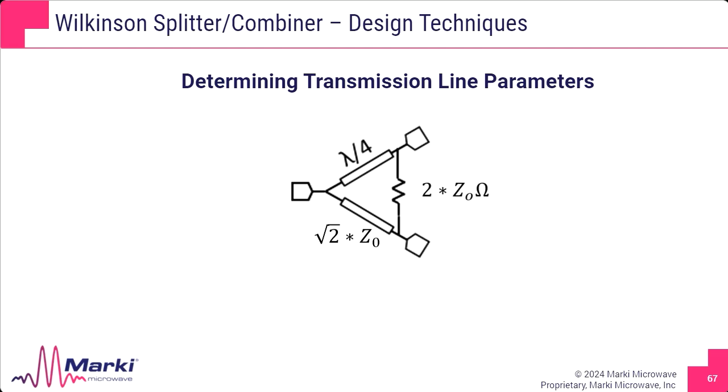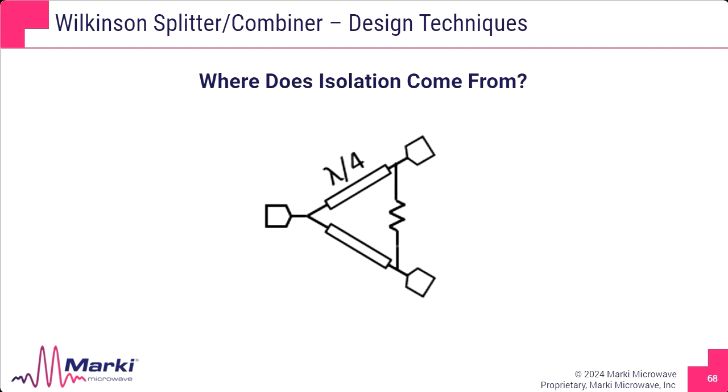There are a few tricks that you can use to optimize performance and increase bandwidth, but the core of a Wilkinson power divider is shown right here. This will offer outstanding amplitude and phase balance. That's due to the symmetry of the device, low insertion loss because there's no resistive loss, and inherent isolation. Where does the isolation come from? The other ones made sense, but where actually is the isolation coming from in a Wilkinson divider or combiner?